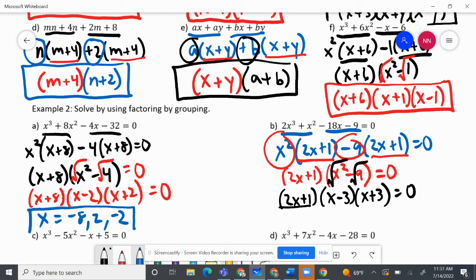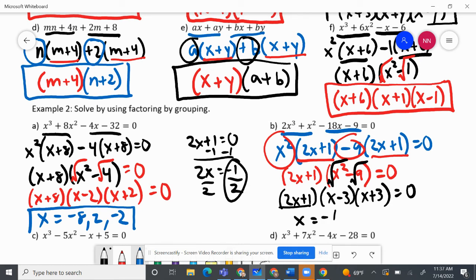When we solve for the 2x plus 1 equals 0, sometimes students have difficulty with this one. This is going to give us a fraction. And as you probably guessed, it's going to be a negative. So it's x is equal to negative 1/2. Remember, it's always the opposite.